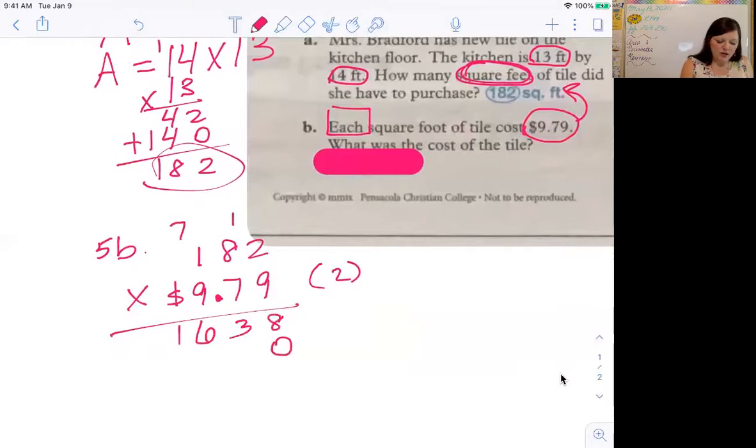Annex a 0, cross through what you carried. 7 times 2 is 14, carry the 1. 8 times 7 is 56, plus 1 is 57, carry the 5. 1 times 7 is 7, plus 5 makes 12. Annex 2 zeros, cross through what we carried.